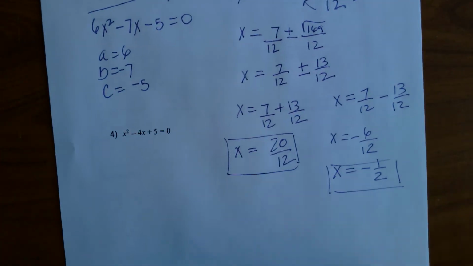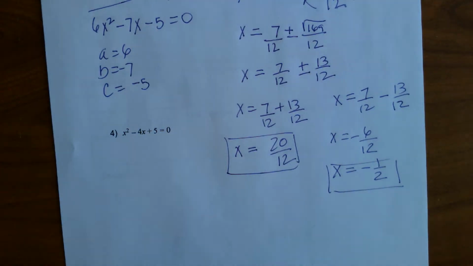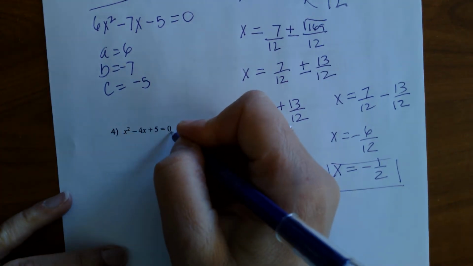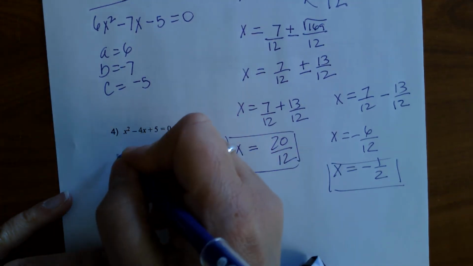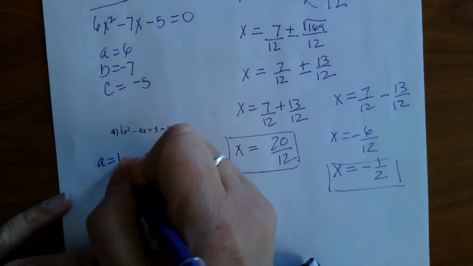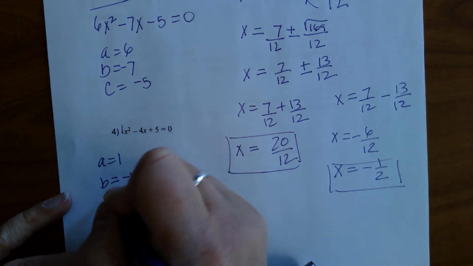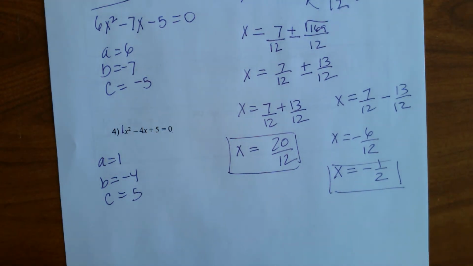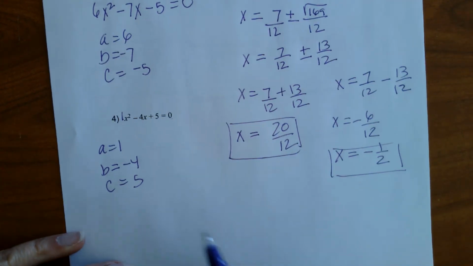Okay, and the last one, so let's do it. All right, is it set equal to 0? Check. Write down our A, B, and C. A is 1, B is negative 4, and C is 5. This is an important one. It's going to come out to be different. So if you're like, I know how to do this, I'm going to stop the video, please do not stop the video. This one's important. Thanks.